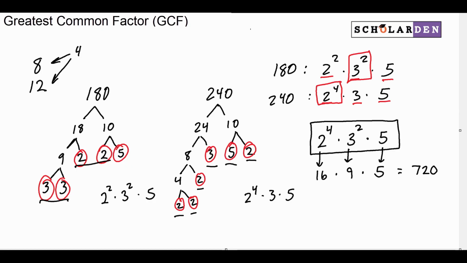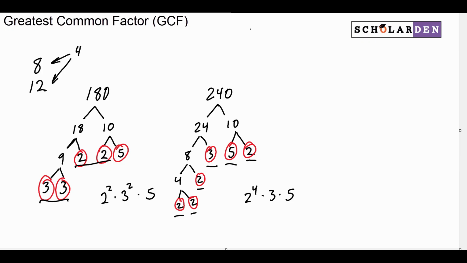Now again, with larger numbers, it isn't always easy to figure that out at first glance. So I've left 180 and 240 up because when you're looking for the GCF, you actually want to prime factor the two numbers also. So we are going to want 180 and 240 in their prime factorization. So I'll just rewrite that up here. We said 180 was 2 squared times 3 squared times 5. And 240 is 2 to the 4th times 3 times 5.